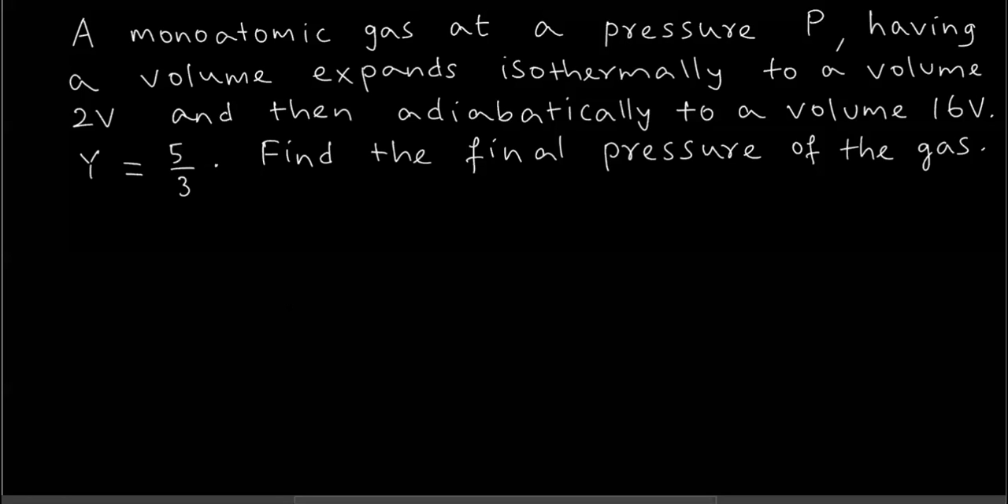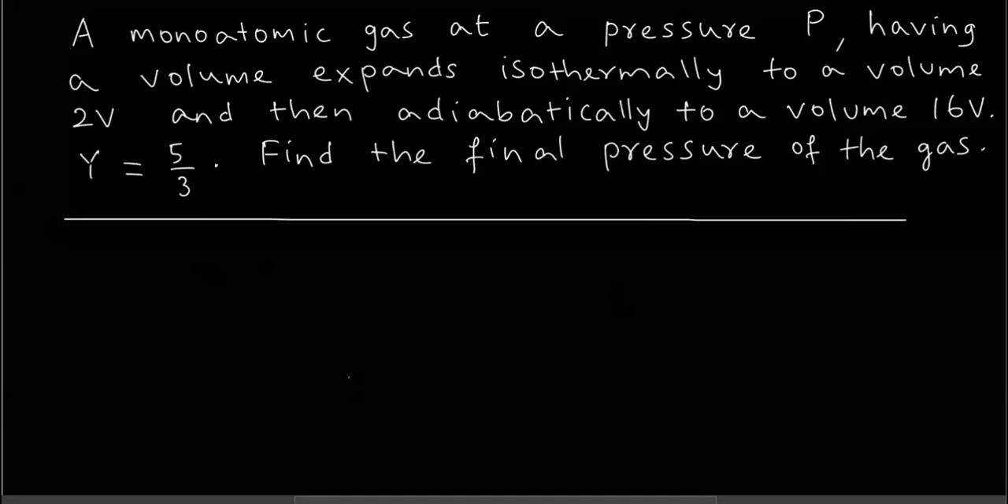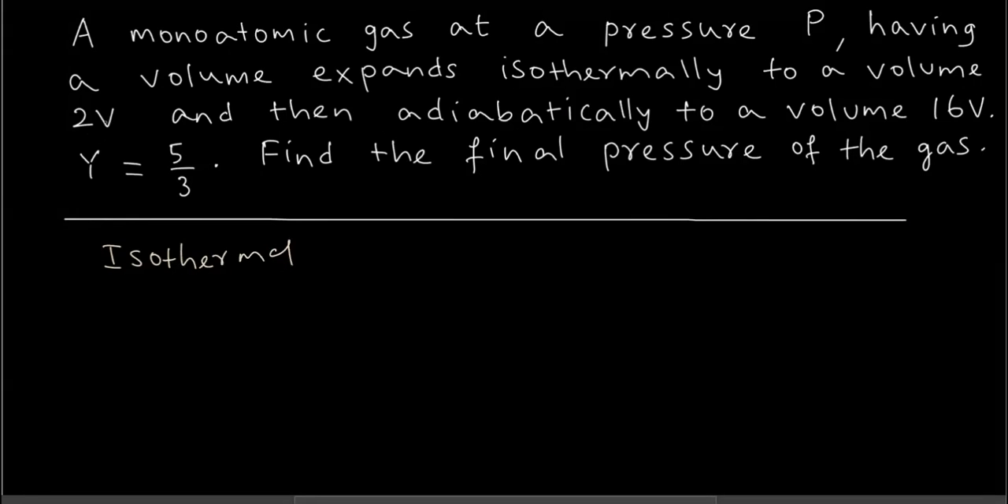Okay, so here, what you can do, I think we just have to use PV is equal to constant and then PV raised to gamma is constant. So you start with pressure P, and then expand isothermally to volume 2V. If I use isothermal, what will happen to the pressure after the expansion? If volume increases twice, the volume becomes double, the pressure should go down by half. So can I say after isothermal, the pressure is P by 2?